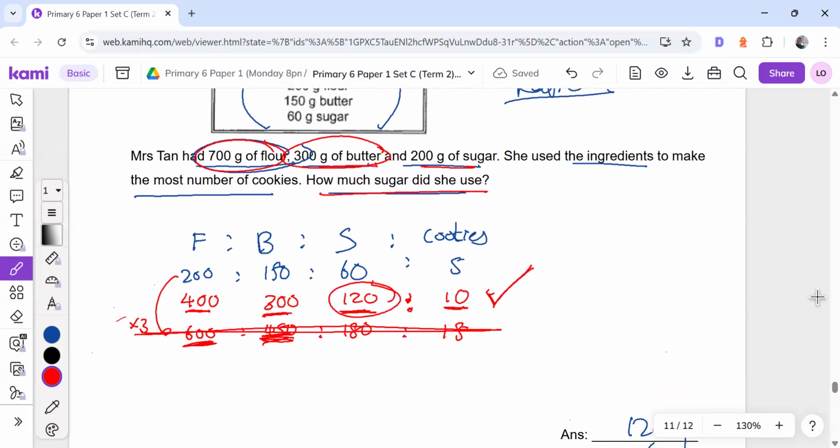Clear? Valerie, you okay? You are staring at the screen. So you understand how to get the answer?